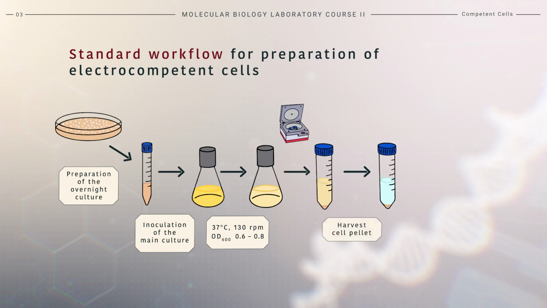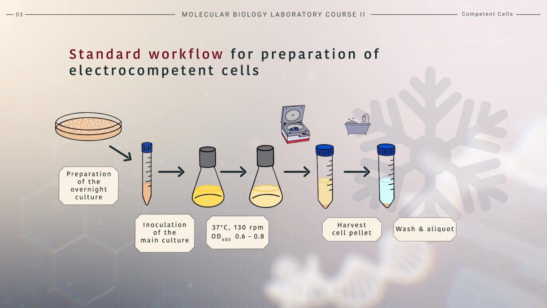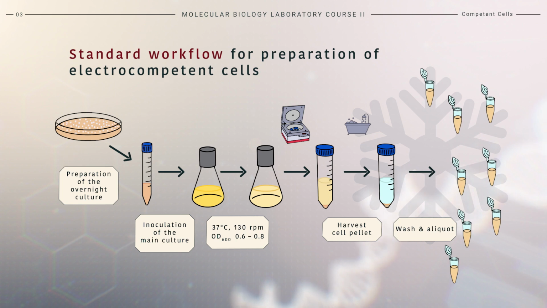From this step, we continue working on ice. The cell pellet is resuspended and washed several times using ice-cold water or 10% glycerol. Finally, the cells are stored in 10% glycerol at -80 degrees Celsius until further use. The cells can be used for several months, but remember that upon prolonged storage, the competence decreases.